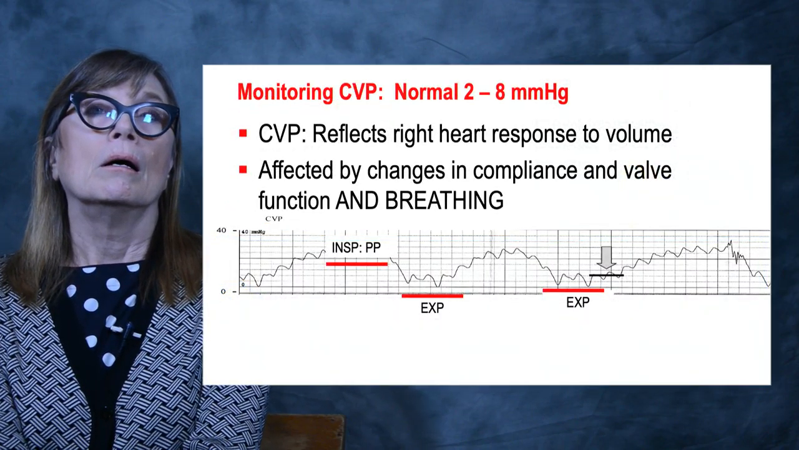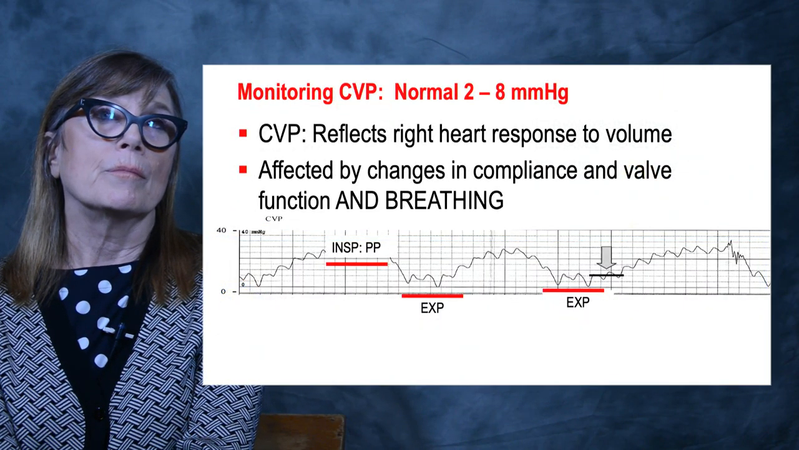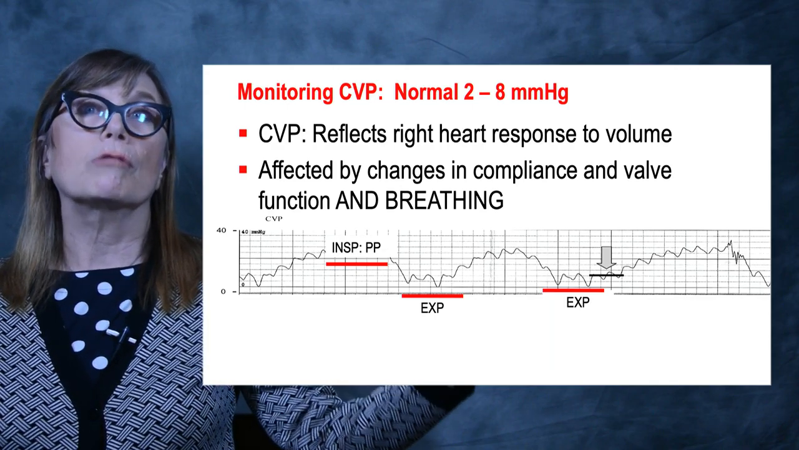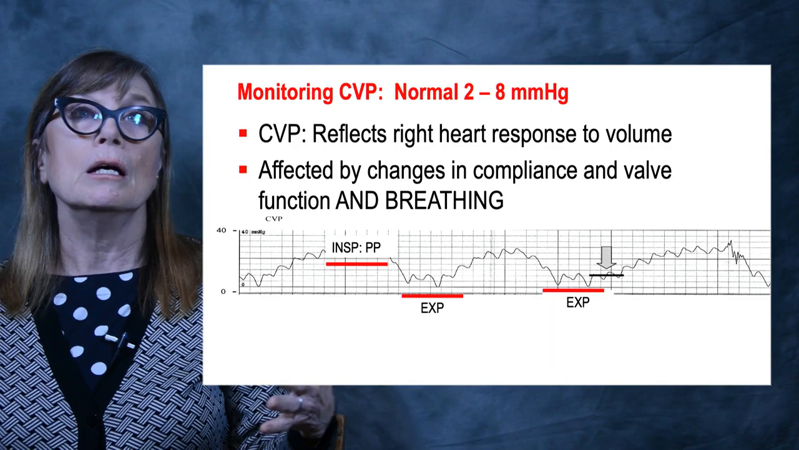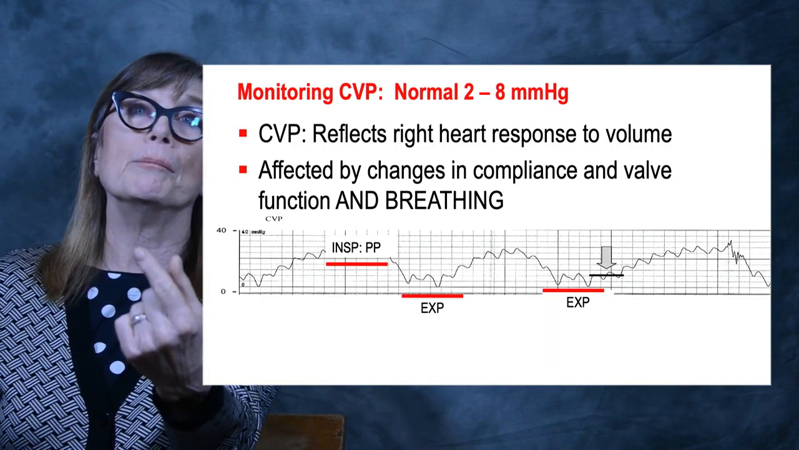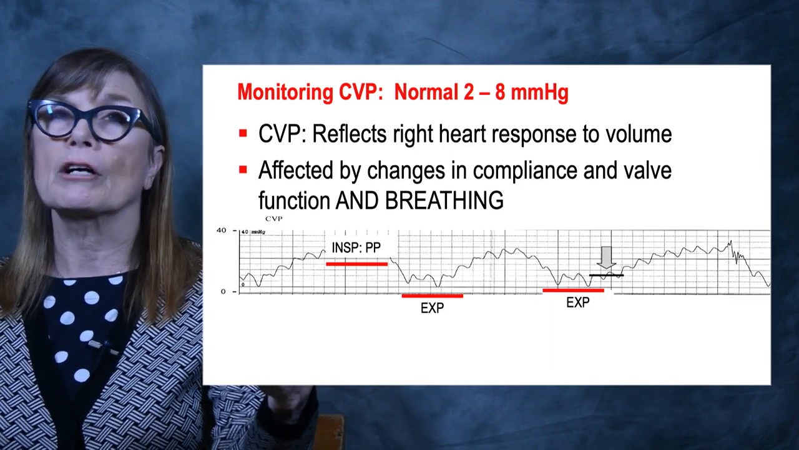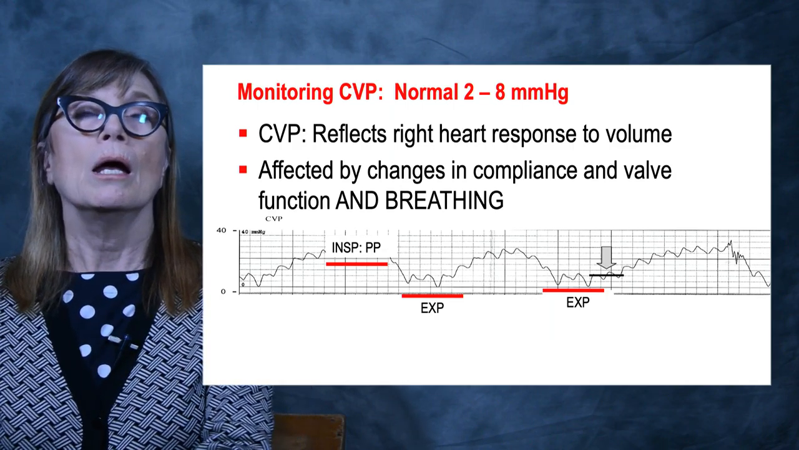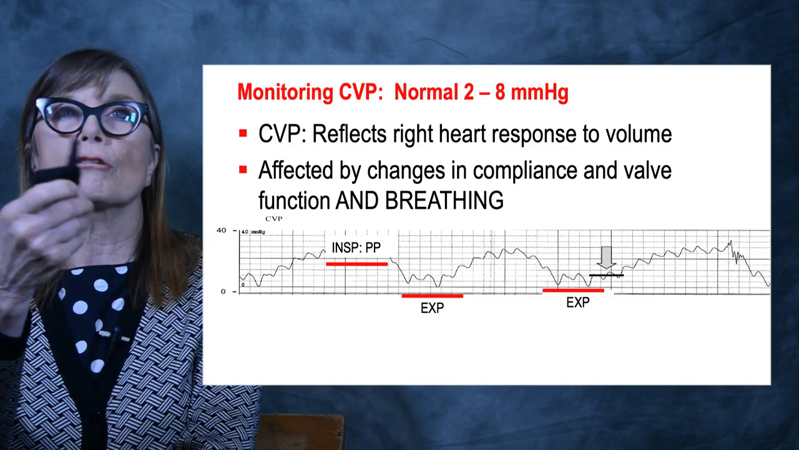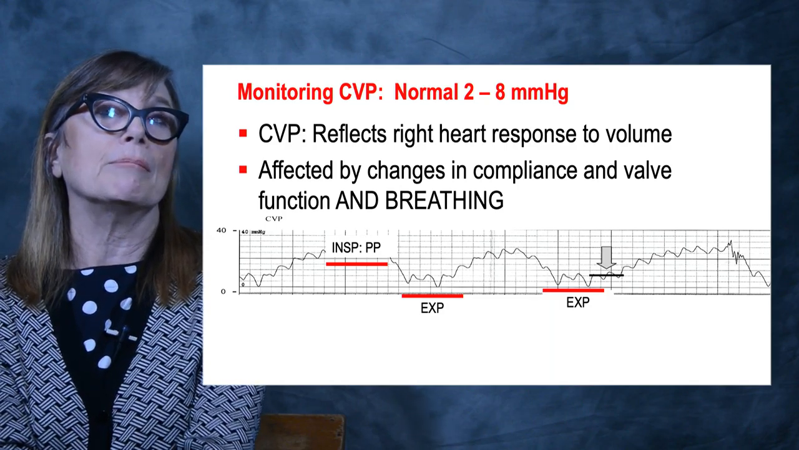So, as I mentioned to you before, central venous pressure reflects the right heart response to volume and is affected by changes in right-sided compliance, valvular function, and the effects of breathing on the right ventricle. Now, the normal central venous pressure of you and I is typically 2 to 8 millimeters of mercury.